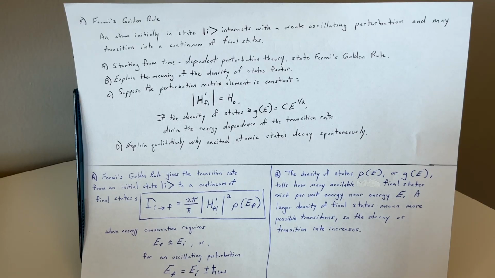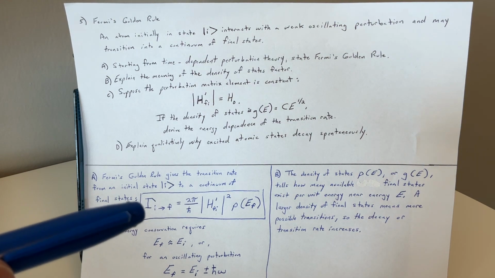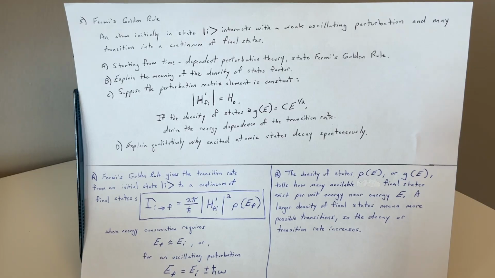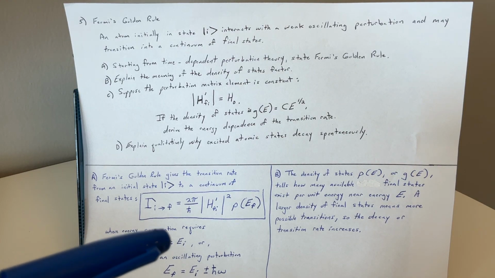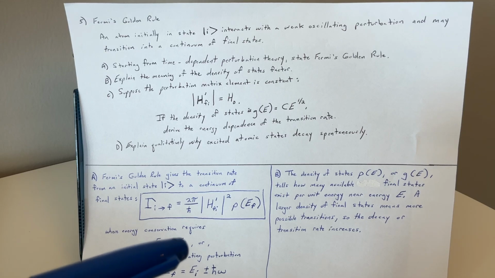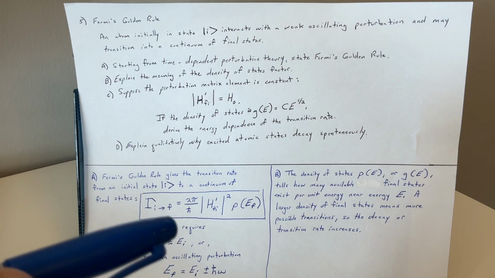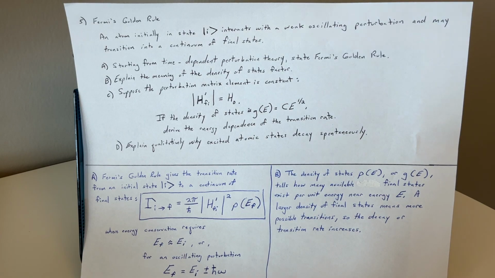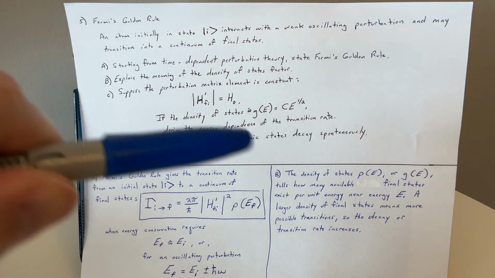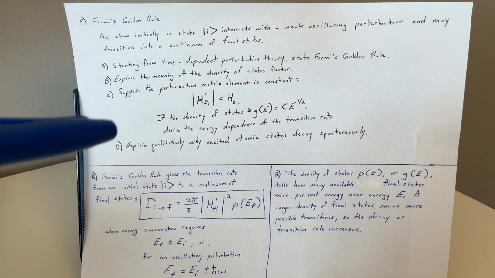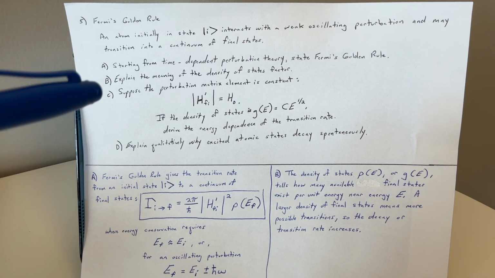Part A, Fermi's golden rule gives the transition rate from an initial state, ket i, to a continuum of final states. Here is the formula we have for Fermi's golden rule, where energy conservation requires E sub f is approximately E sub i, or for an oscillating perturbation, E sub f is equal to E sub i plus or minus h bar omega. So this is more of a textbook type problem, well, portion of it.